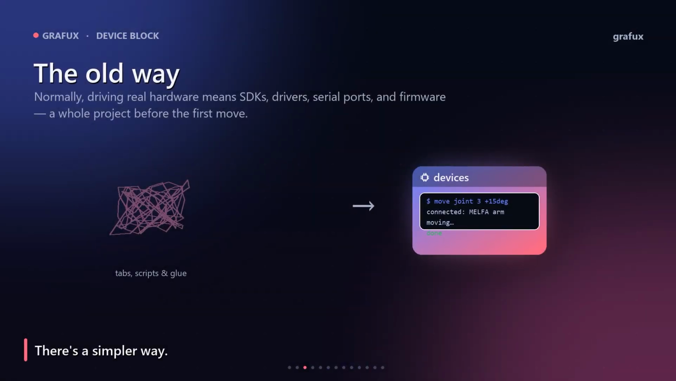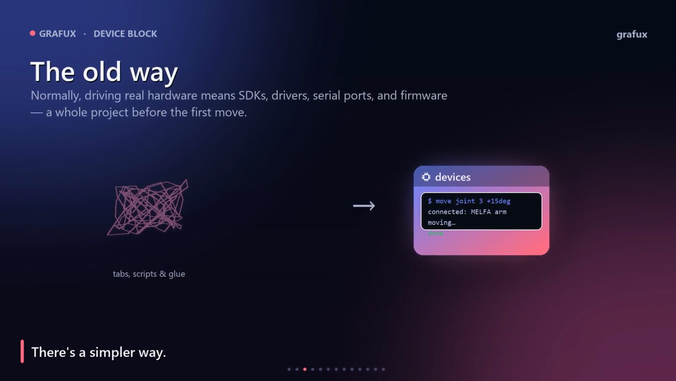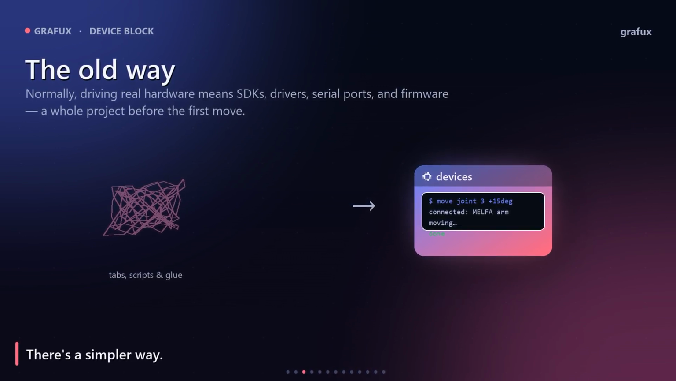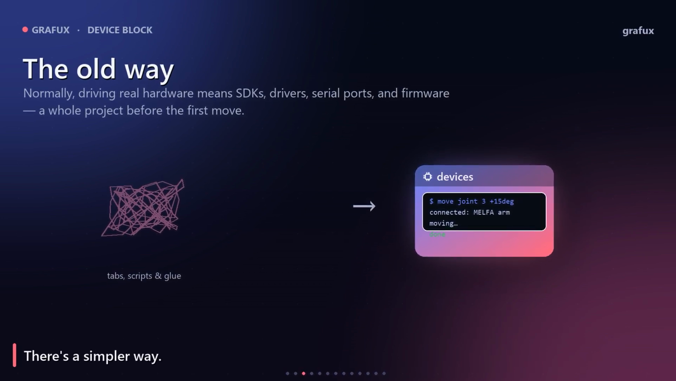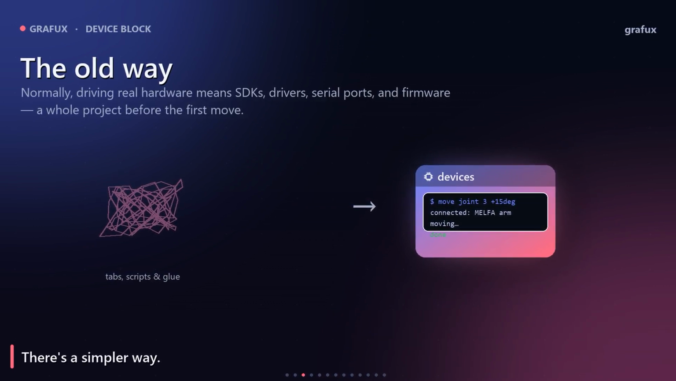But first, why does this even matter? Normally, driving real hardware means SDKs, drivers, serial ports, and firmware, a whole project before the first move. It's slow, it's fiddly, and it pulls you right out of your flow. The device block makes all of that disappear, turning a whole chore into a single simple node. What used to take a stack of tools and a pile of patience now takes one block and one click.